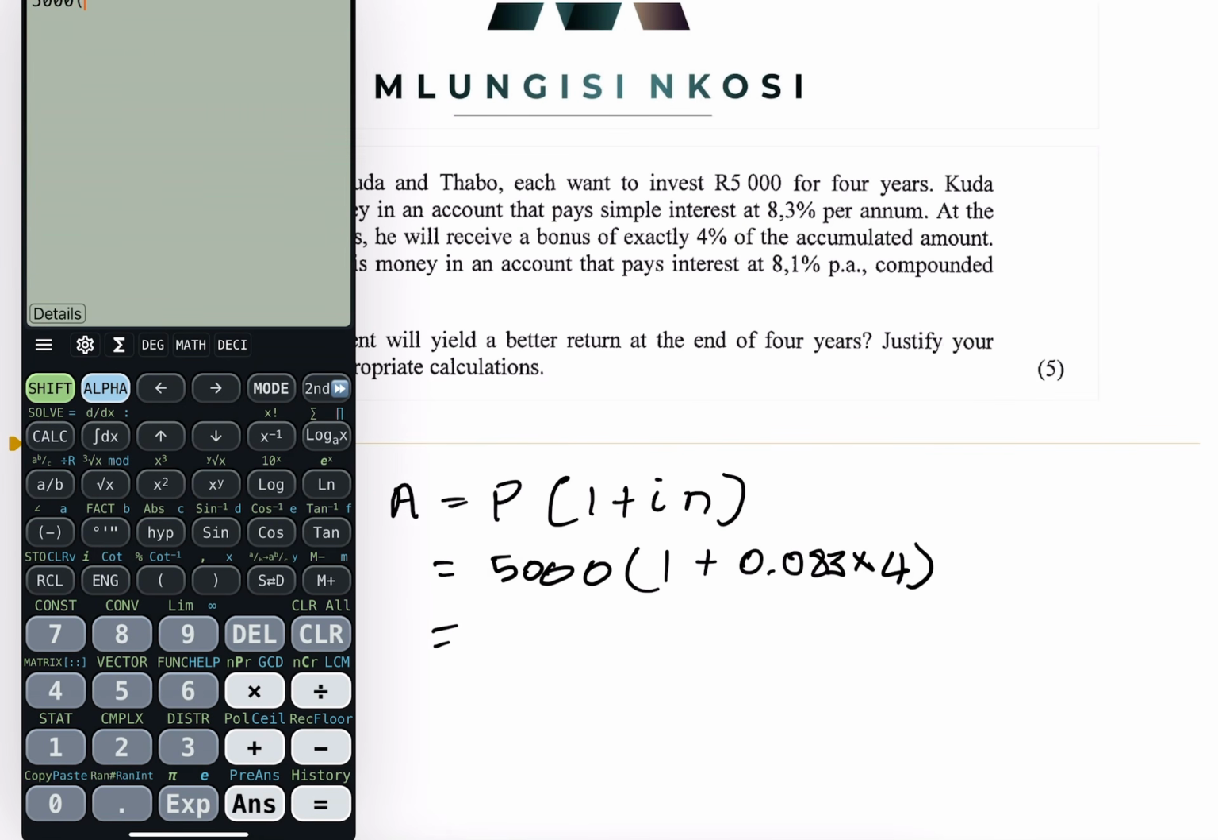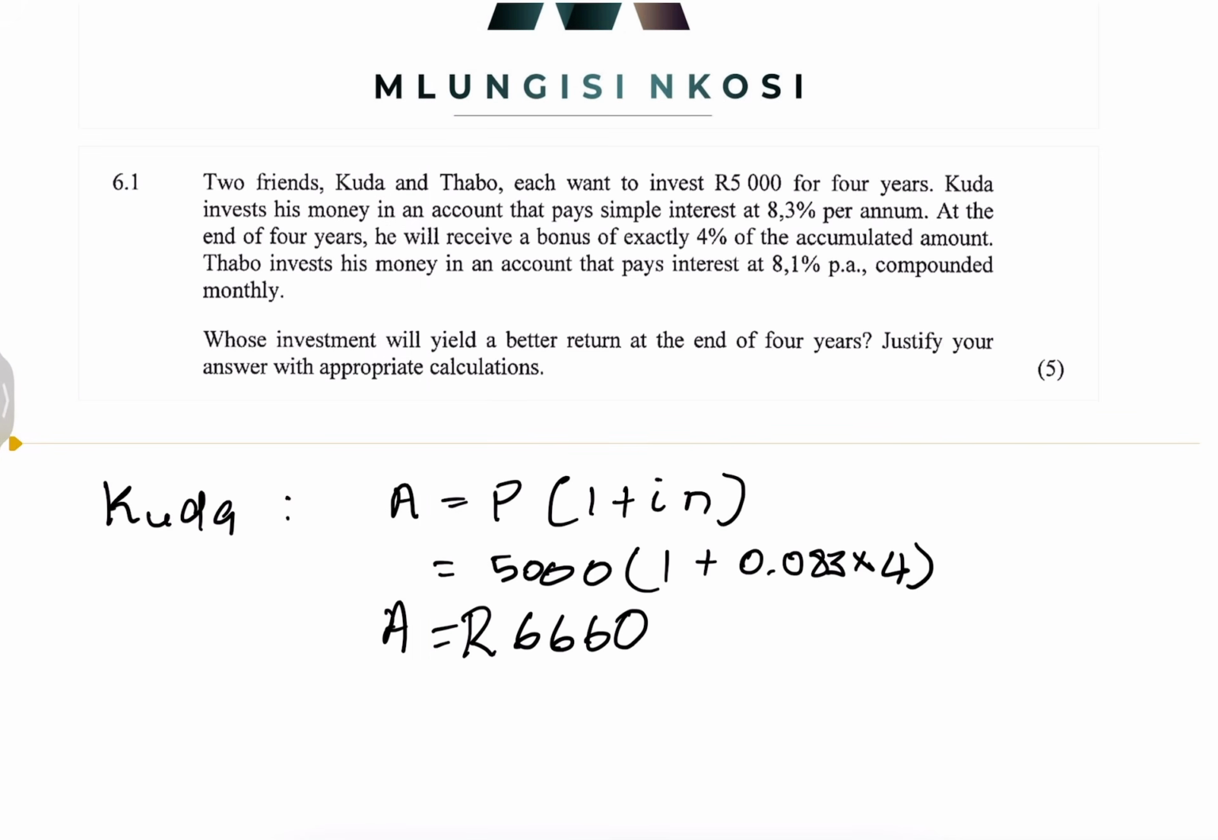So that's 5,000 times (1 plus 0.083 times 4). Of course, please whip out your calculator at this stage and try to calculate alongside me. Right, so I get an amount of 6,660, right? That's the accumulated amount.